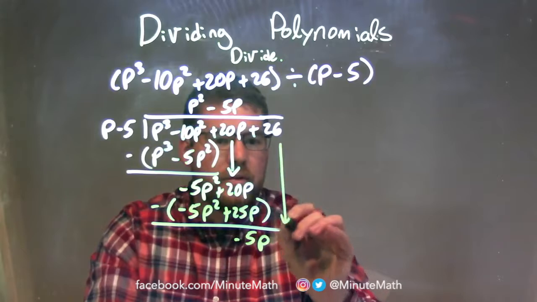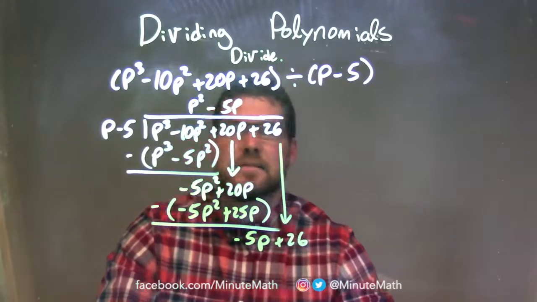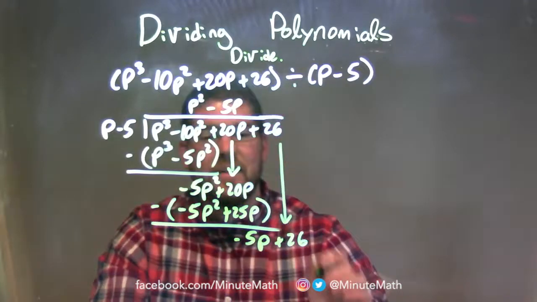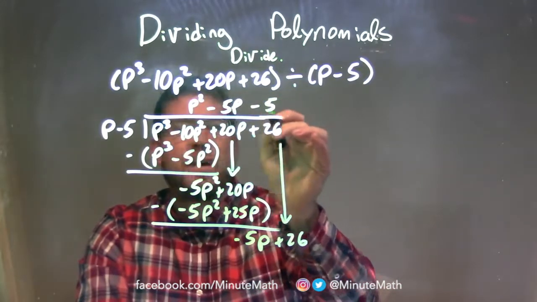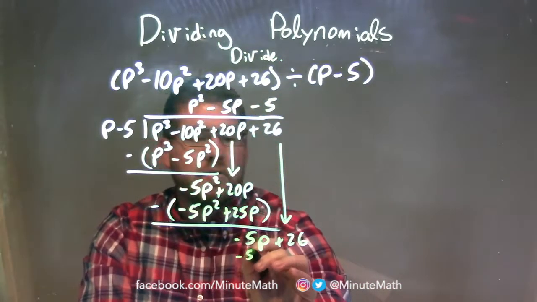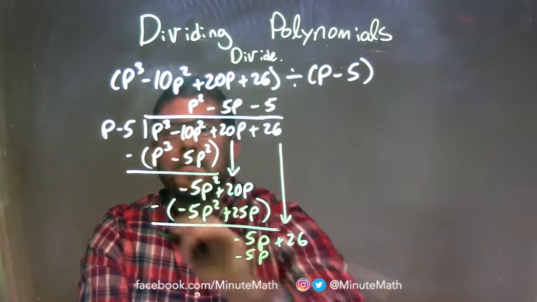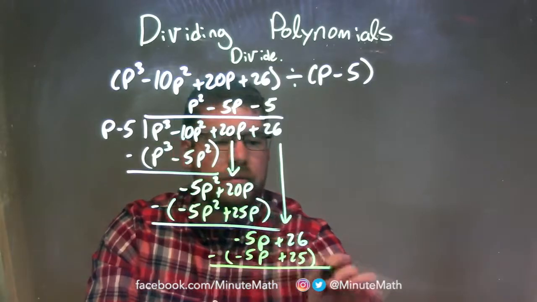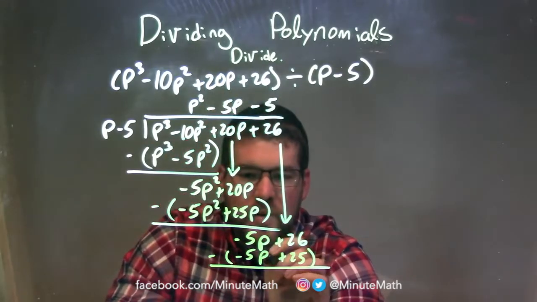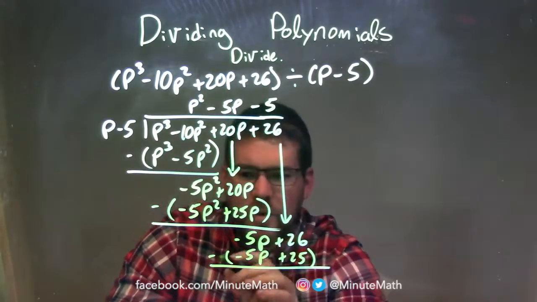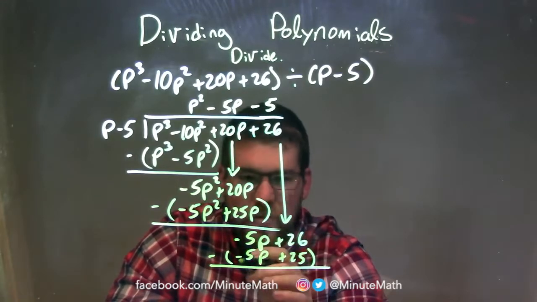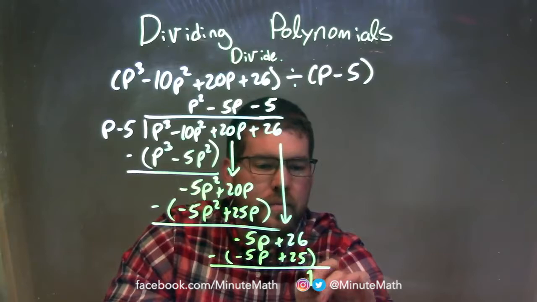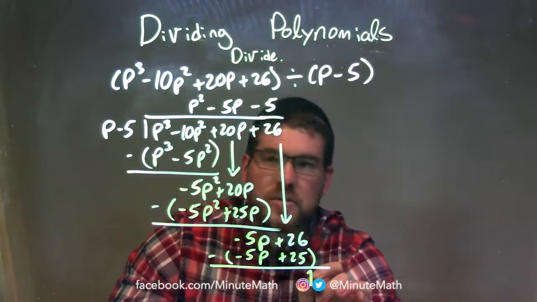Let's bring down the 26. We're going to ask the same question again. What times p gives me minus 5p? And this one here is just minus 5. Minus 5 times p is minus 5p, and minus 5 times minus 5 is plus 25. We subtract the 2, top and bottom. Minus 5p's cancel. Minus 5p minus minus 5p is the same as having a positive 5p, 0. 26 minus 25 is just 1. Okay, so our remainder is just 1 here.